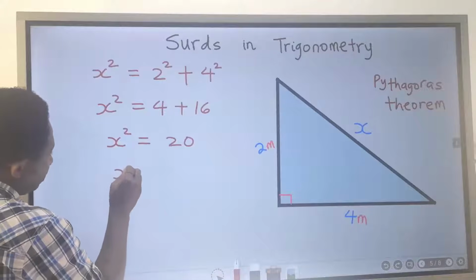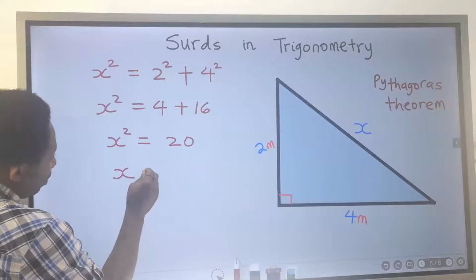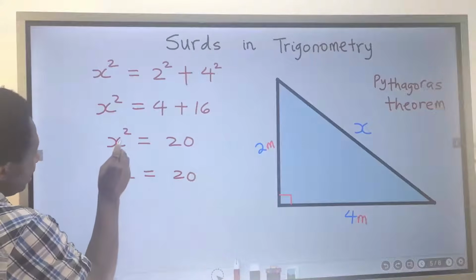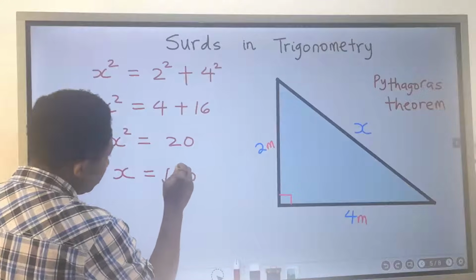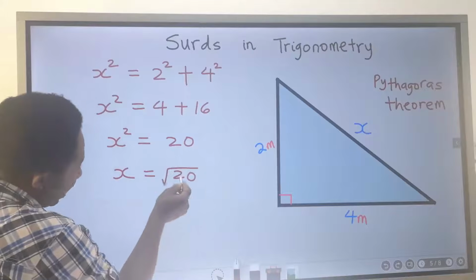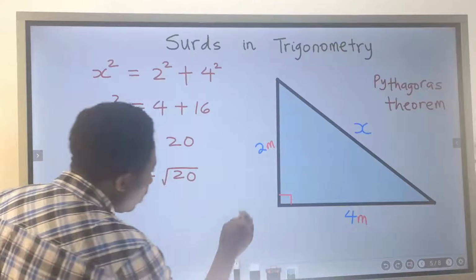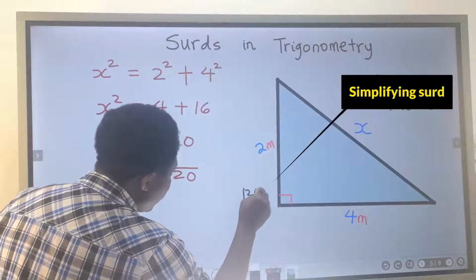This is x squared, but we are looking for x. On the other side, we have 20. When this square moves across, it becomes the square root of 20. Next, what are the factors of 20? Here, we are going to draw a line and write 20.